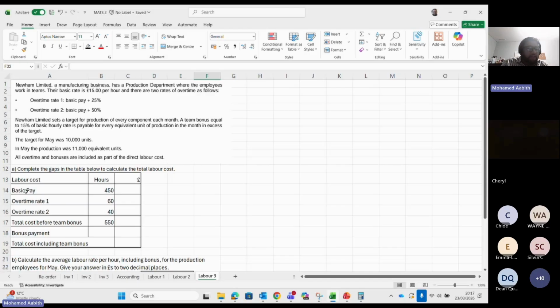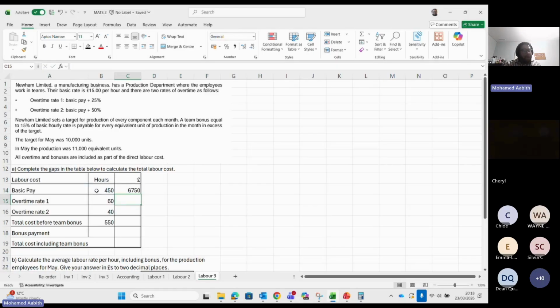So here, they're giving you the basic hours, 450. How many hours have they done here, basic pay? We have to calculate that and work out the number. Here, the overtime rate is not the premium wise. This is basically the total number of hours they worked. This is the other side. There's no premiums involved here. So here, 450 times £15 an hour. That is the basic pay.